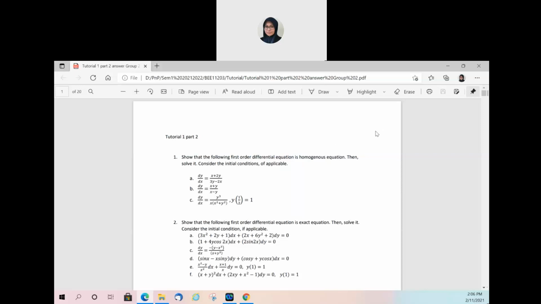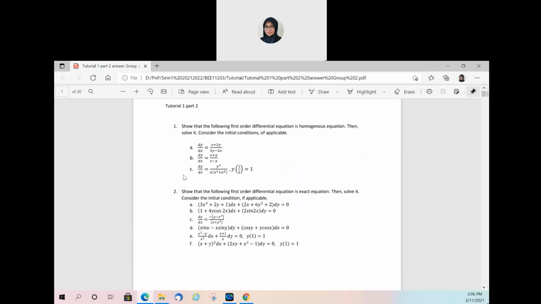Okay, we'll continue the tutorial for chapter 1, part 2. Part 2 we covered homogeneous and exact equations. I think most of you already attended Sunday's tutorial, right? But for those who did not attend last Sunday's tutorial, we'll start with question number 1.